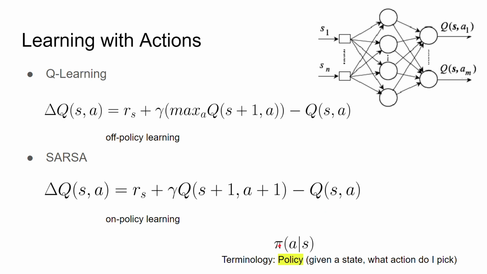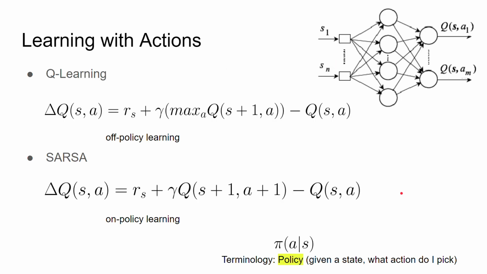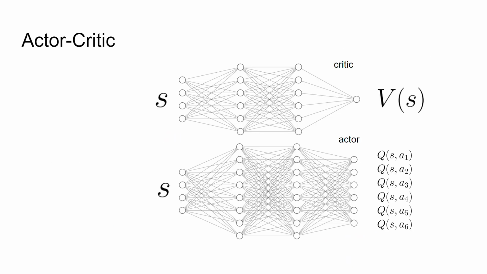And this policy thing is written with a pi for policy. It's the action you choose given a particular state. Fine. One more way of setting up this network. This is actually the version that I tend to use the most. You can do kind of a combination of them both.